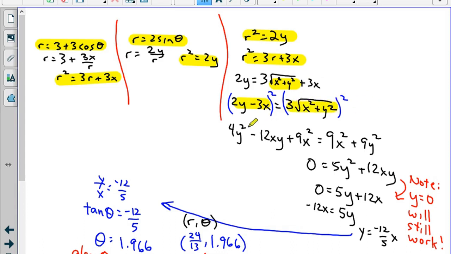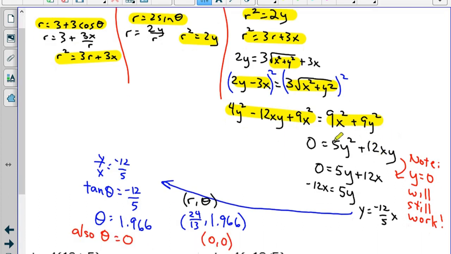Then I squared both sides to get rid of the square root. So I have 4y squared minus 12xy plus 9x squared equals 9x squared plus 9y squared. Then the 9x squareds go away, and I subtracted everything to one side, so I have 0 equals 5y squared plus 12xy. I divided both sides by y.